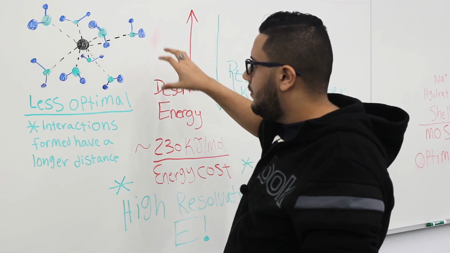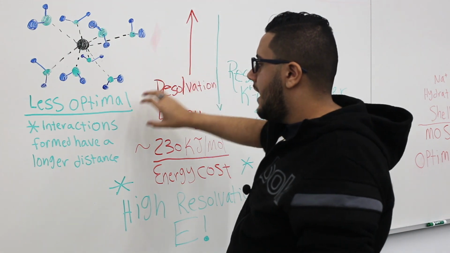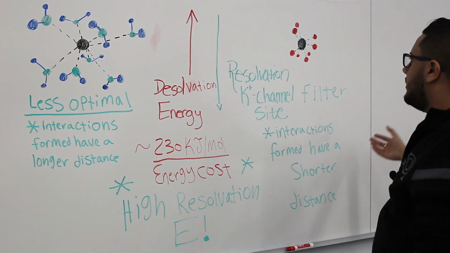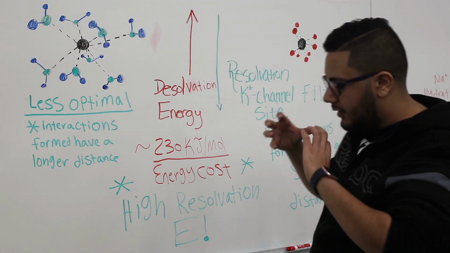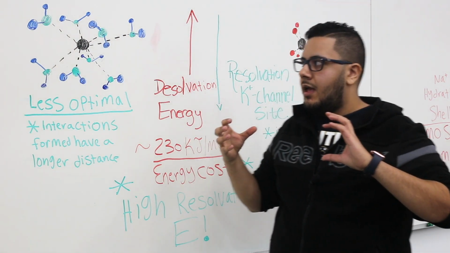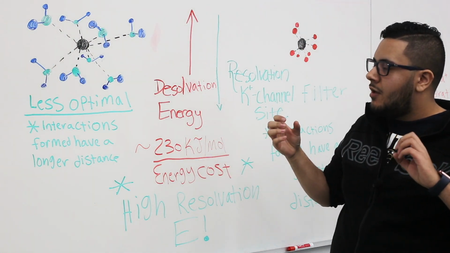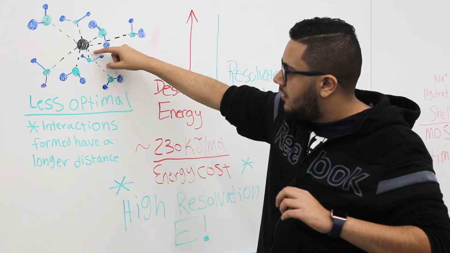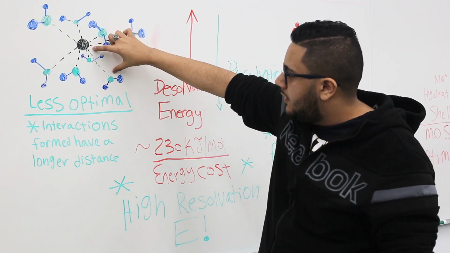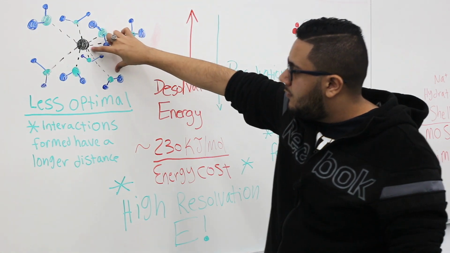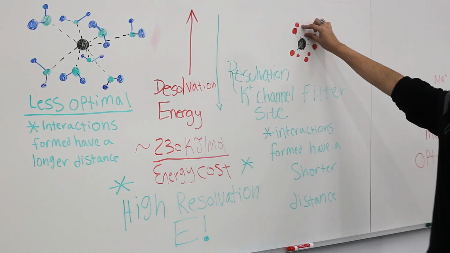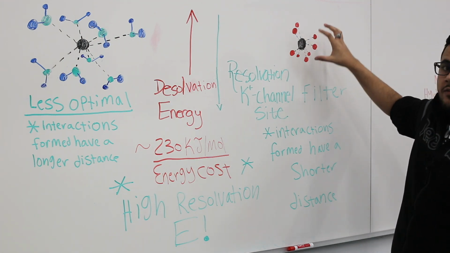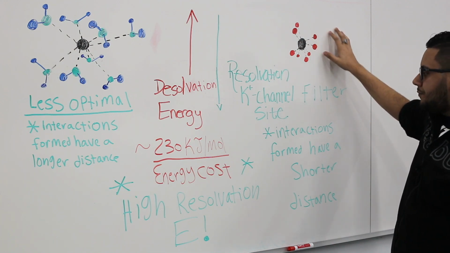So the interactions between potassium and water comparatively have a longer distance compared to the interactions we see here with the carbonyl. If we were to zoom in and look at how they're interacting, the oxygen atoms and the potassium ion, we'll see that there's a longer distance in terms of the interactions. So this distance right here between the potassium and the oxygen of the water is much longer than the distance of the interaction of potassium with the oxygens of the carbonyl in the filtering region of the channel.